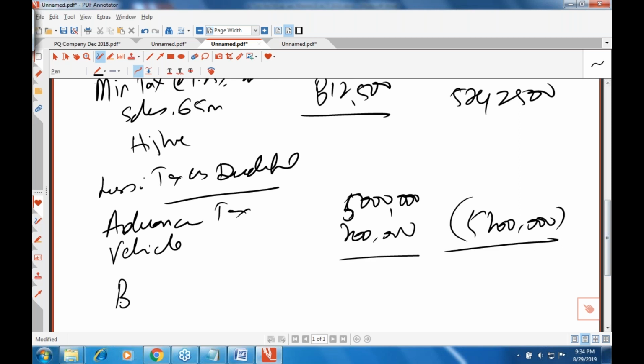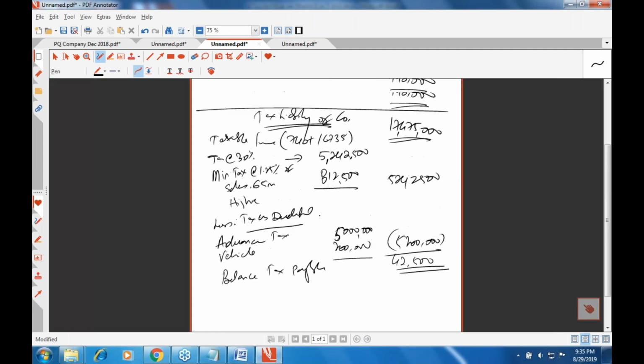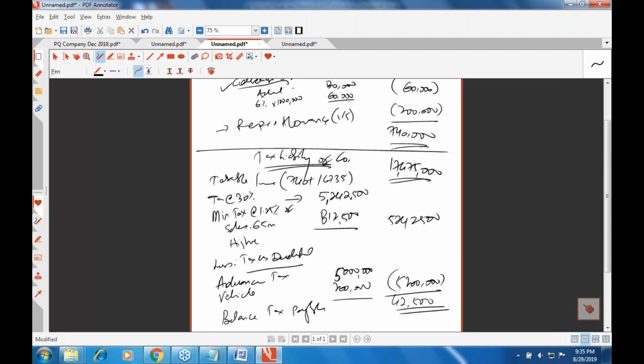So the balance tax payable is going to be 5,242,500 minus 5.2 million. So you end up having a tax liability of 42,500. Okay, so is everyone okay with this?